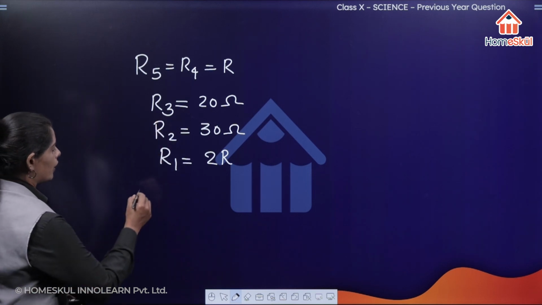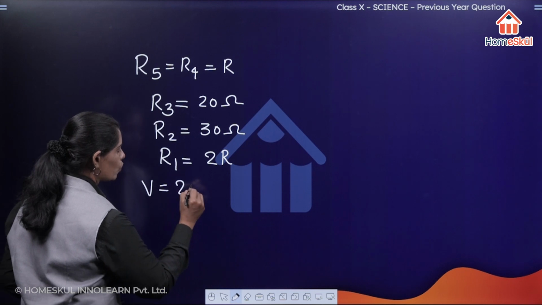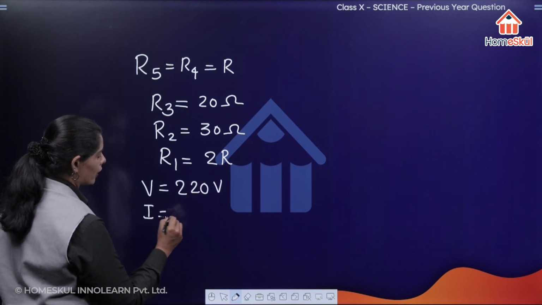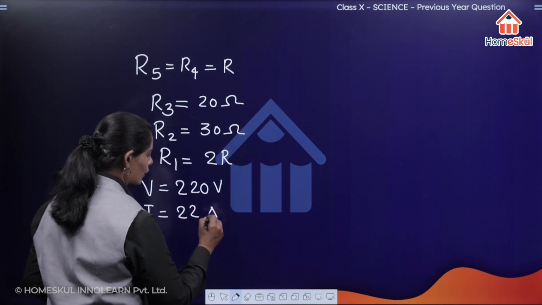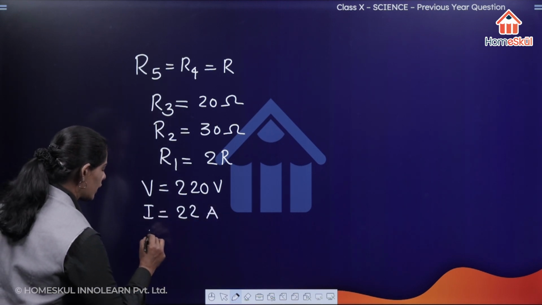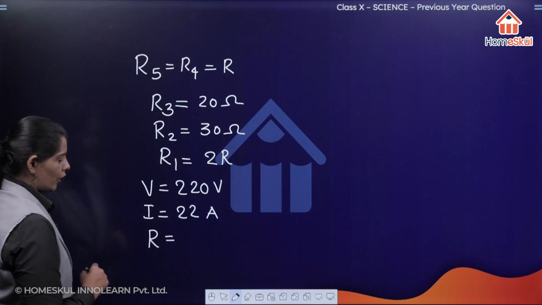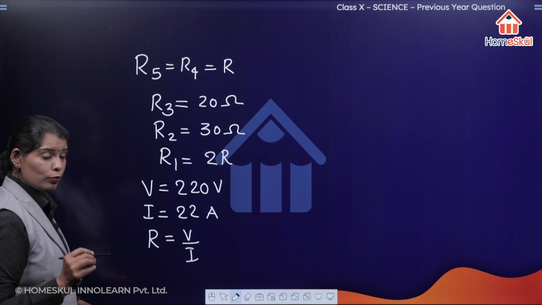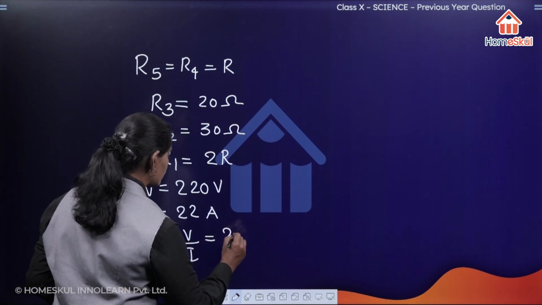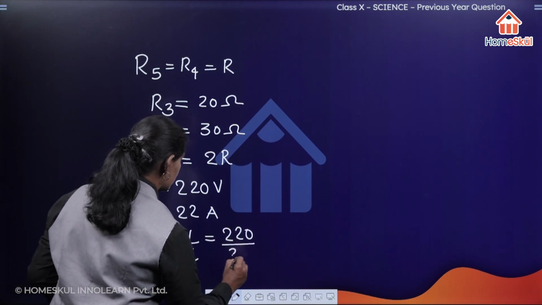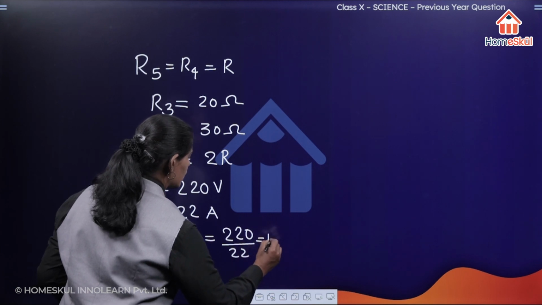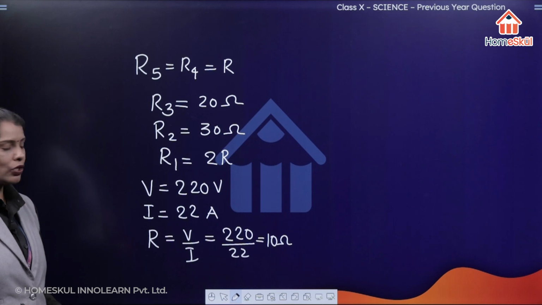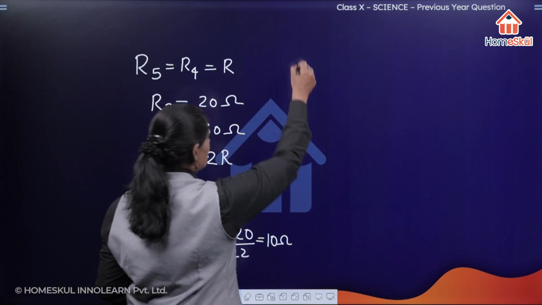So, already we are given the voltage, that is 220 volt, and the current is already given, that is 22 ampere. So, from here, what is the net resistance? We get it as R equal to V by I as per Ohm's law, right? Substituting the values, 220 by 22 gives you 10 ohm as the resistance, right? So, let us solve this question now further.